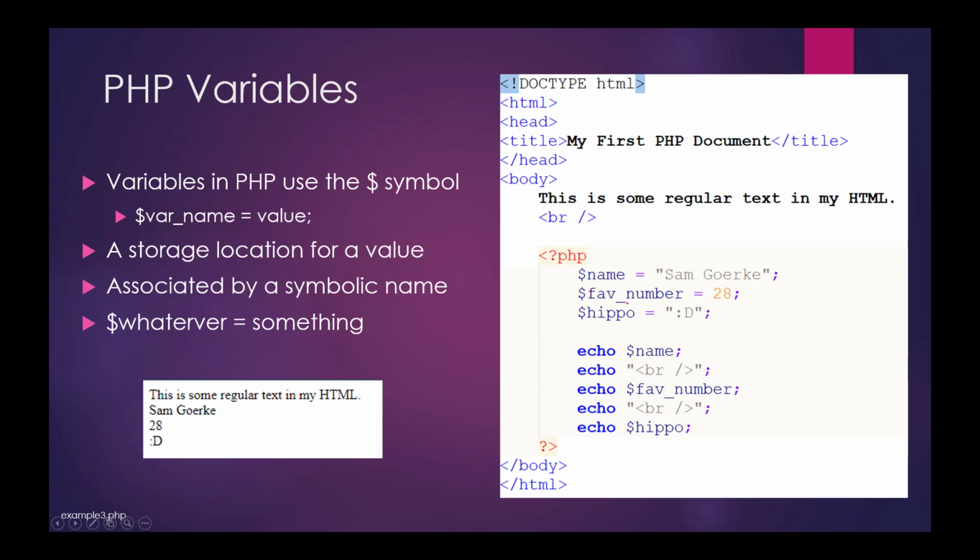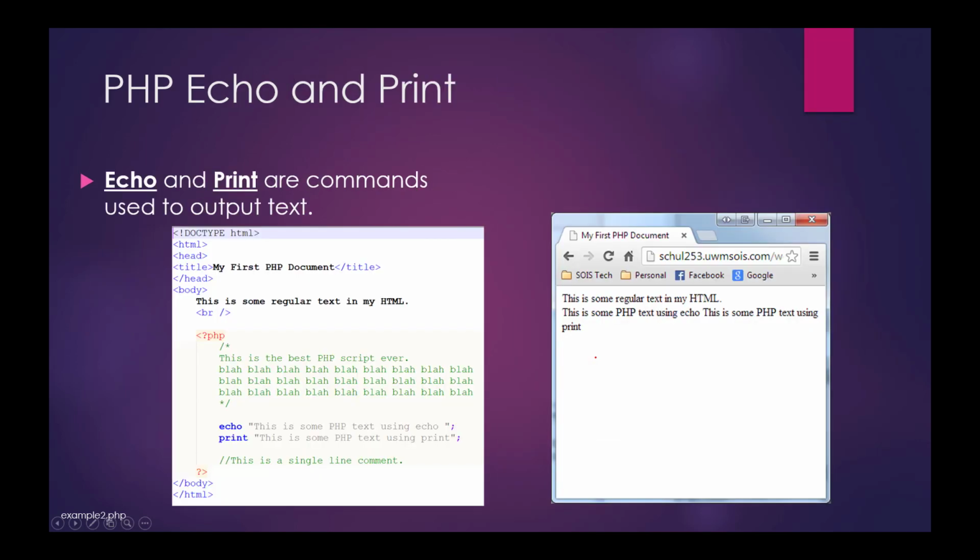Down here at the bottom, we have 5 echo lines. So the nice thing about variables is that you can echo them out. If we remember from the previous page, I could echo out a string where I could say echo out this is some PHP text, and actually type that out. I can also just say echo $name, and it'll pop up with Sam Goerke. It'll look up that value for that variable and echo it out to the screen.